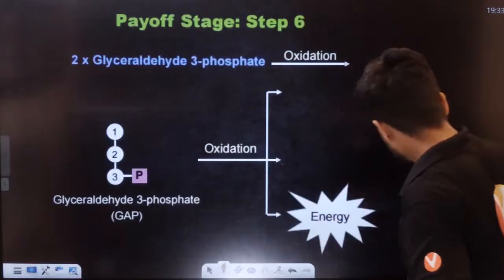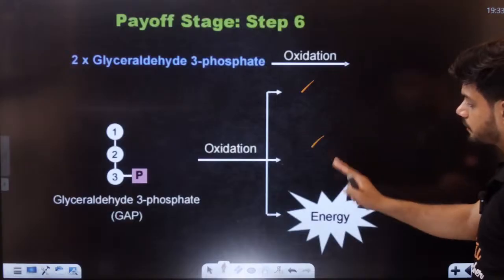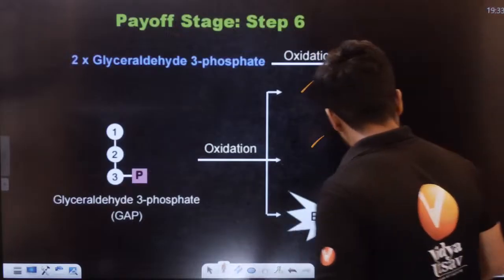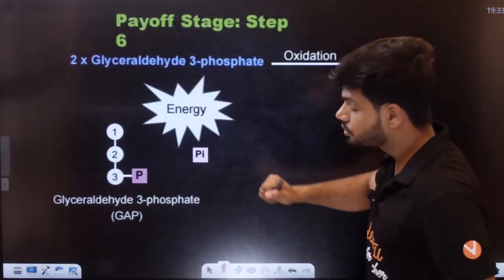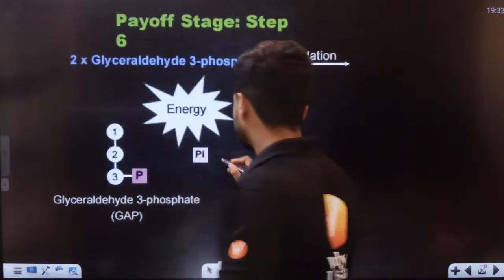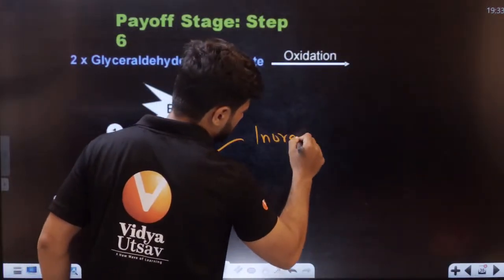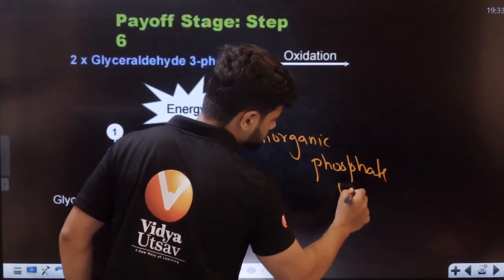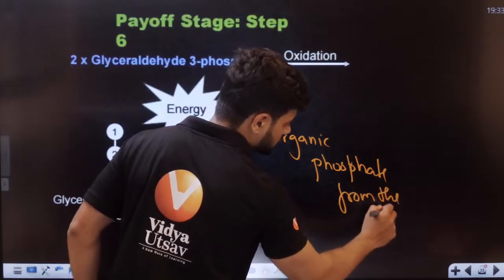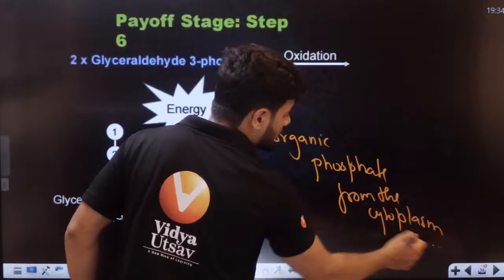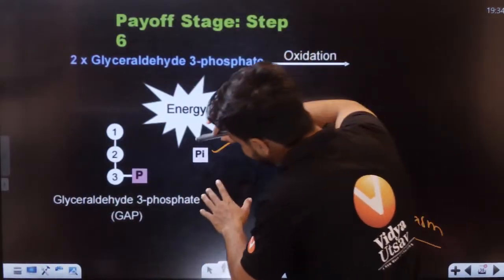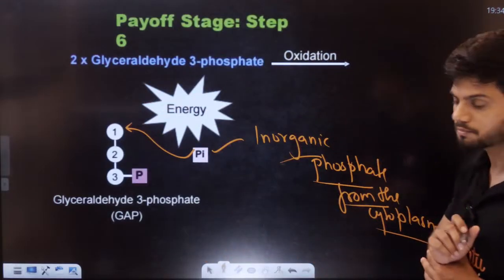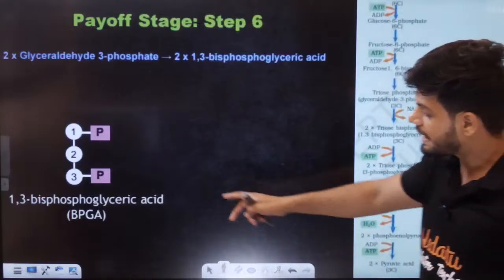So let me just recap. That is the fate of these two. Now what about the energy, students? This energy is used right now to bring one inorganic phosphate from the cytoplasm, and I will take this phosphate and add it to the first position here. Oxidation, and we end up getting something like this.